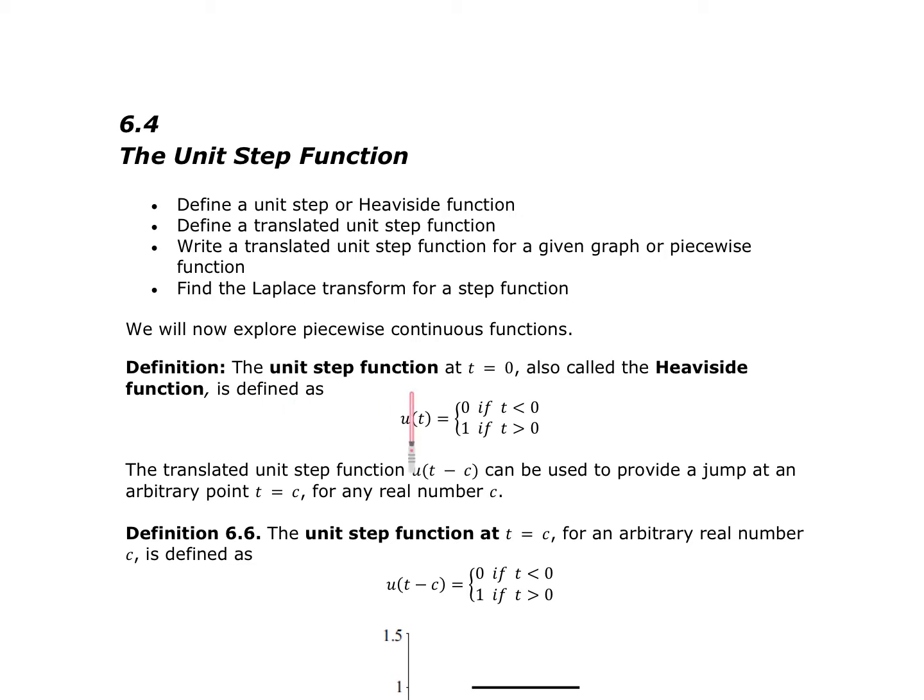We're going to define the unit step function at t equals 0, also called the Heaviside function, as u of t is equal to 0 if t is less than 0 and equal to 1 if t is greater than 0. The translated unit step function u of t minus c can be used to provide a jump at an arbitrary point where t is equal to c for any real number c.